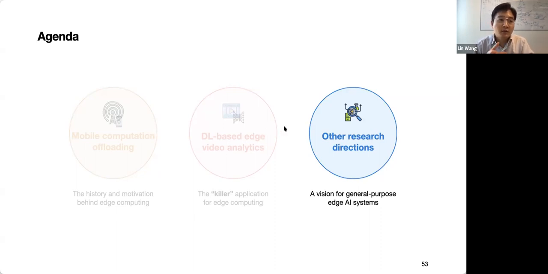In general, I would like to give you some sort of my vision for general purpose edge AI systems. So what kind of systems we really want to build in future to support different kinds of AI applications at the edge. And of course, this is an open area, and there are many open questions to answer. So, it's just my personal opinion for this direction.